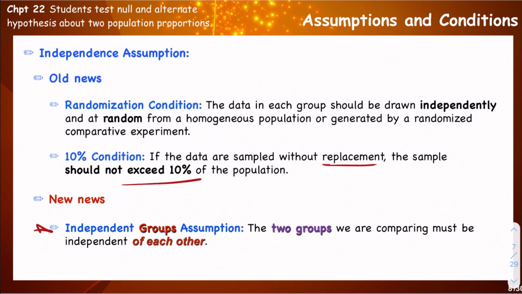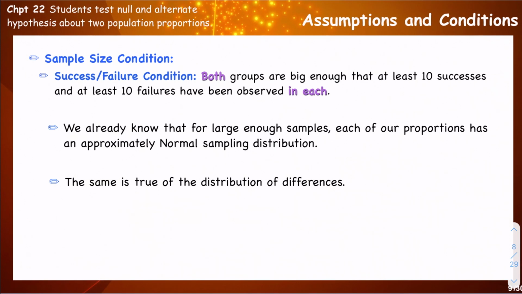The new thing that I want you to know, so this is new, is the independent groups assumption. Not only are the samples independent themselves, the two groups we are comparing must be independent of each other. We don't want these two groups to be mixing because then it adds in other conditional probabilities that we want to avoid. Next, we check our sample size condition. The successes and failures for both groups are big enough that at least 10 successes and 10 failures have been observed in each. So it's not good to just check one, we have to check both groups.